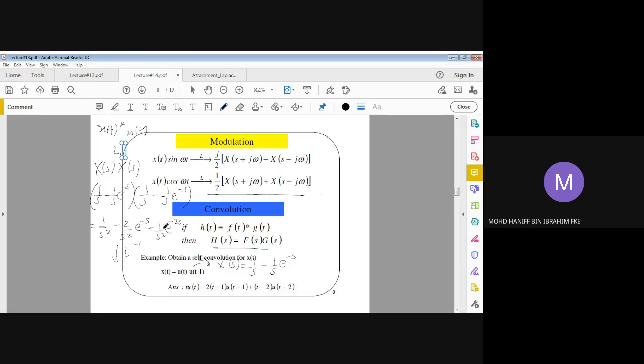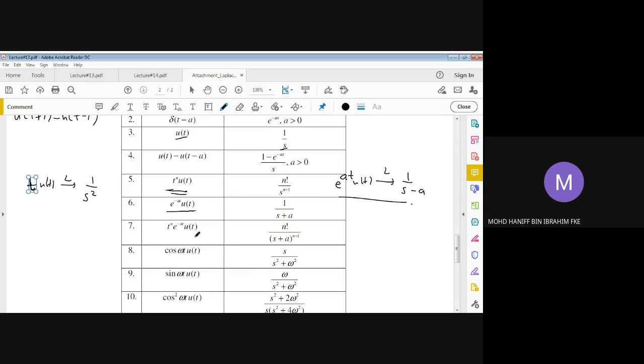Okay, so what we are doing here is multiplying both XS, and we get these equations here. We have three terms that we have obtained. But the next step now is to find the inverse of the Laplace transform. So we need to do the inverse for these three terms. I'm going to use a table to find the inverse of the Laplace transform.